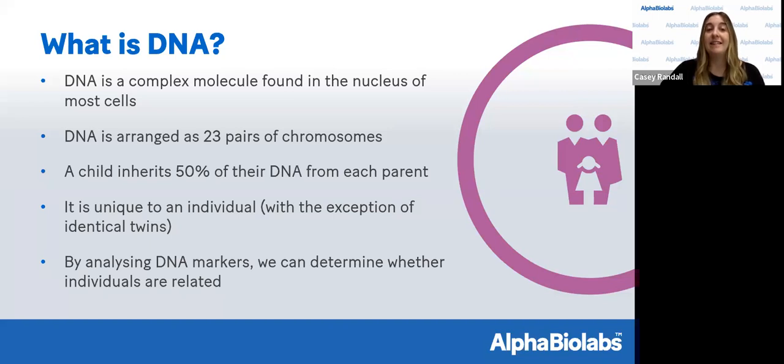And by analysing DNA markers, these DNA markers are specific regions within the DNA that are known to be hypervariable between individuals, we can use these profiles to determine whether individuals are related. So these DNA markers, these DNA profiles that we're generating, they're the exact same DNA profiles that would be used, say, on the National DNA Database or in forensic laboratories. It's the exact same technology. It's just applied in a slightly different way where we can do these kinship studies.